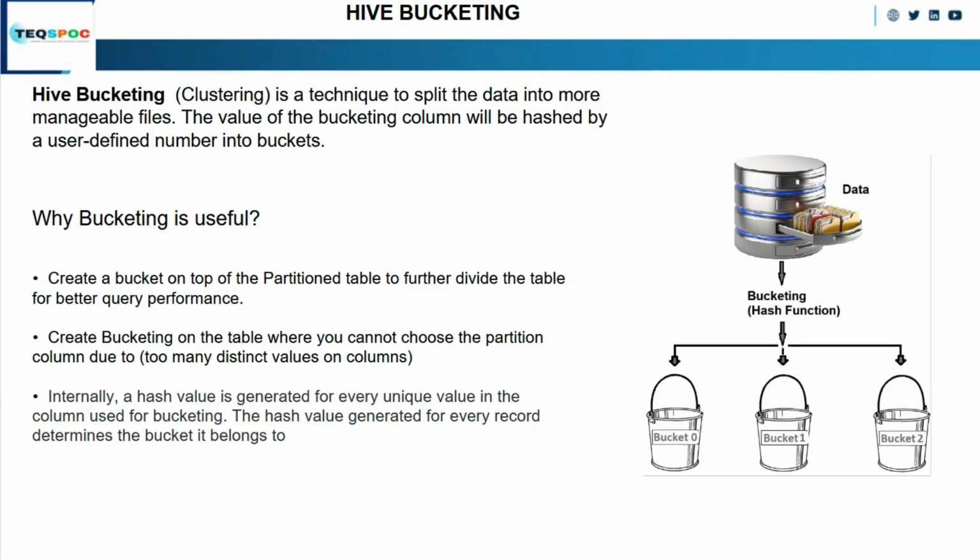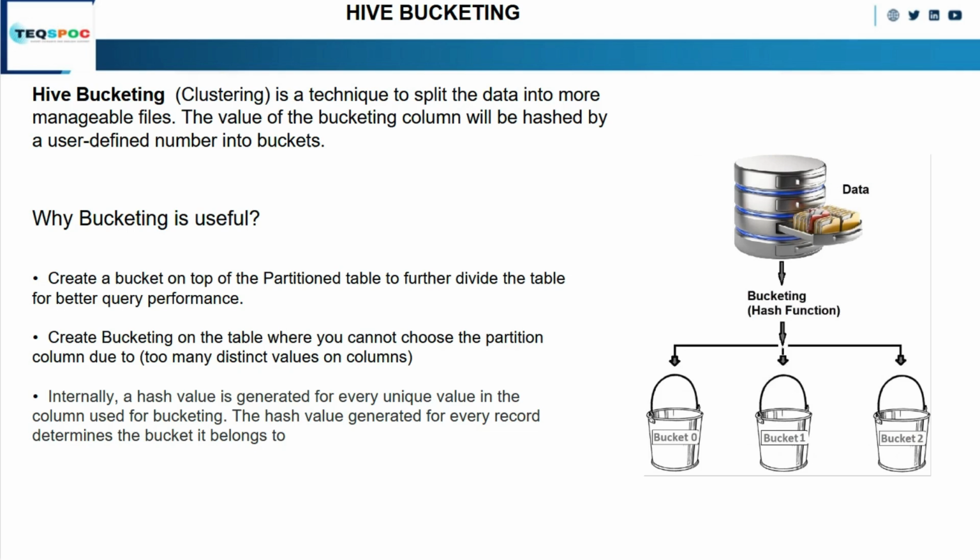It's a technique to split the data into more manageable files. The value of the bucketing column will be hashed by a user-defined number into buckets. Don't panic about this hashing, because I will explain how it works and what it actually means. I'll come to this later. But before that, we need to understand why bucketing is something we should consider, even though we already have partitioning.